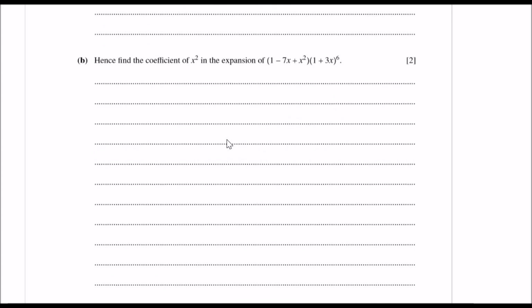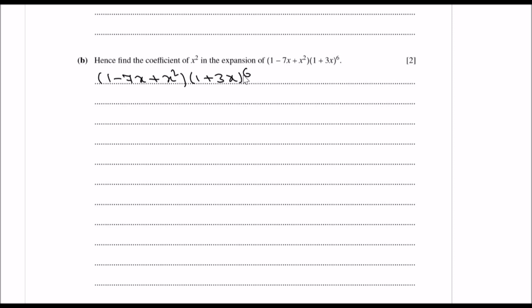Here it says, hence find the coefficient of x square in the expansion of 1 minus 7x plus x square times 1 plus 3x to the power 6. So here we have product of two brackets, right? First bracket does not have any power. So we will write as it is. So let's write 1 minus 7x plus x square, and this is 1 plus 3x to the power 6.